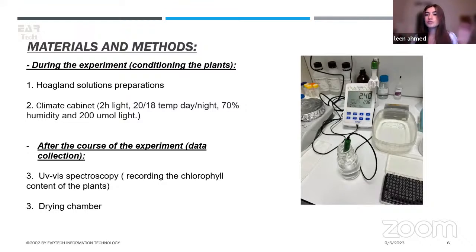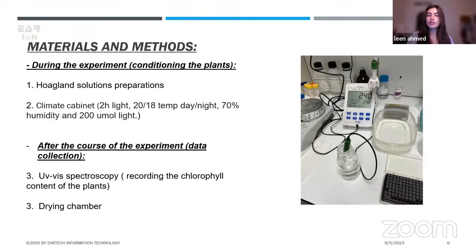So for conditioning the plants, the first thing was Hoagland solution preparation. This is the most crucial part, because we have to be very careful when we are preparing the solutions that we are watering the plants in. So it's basically the nitrogen amounts and so on. I'll also be showing it in a bit.